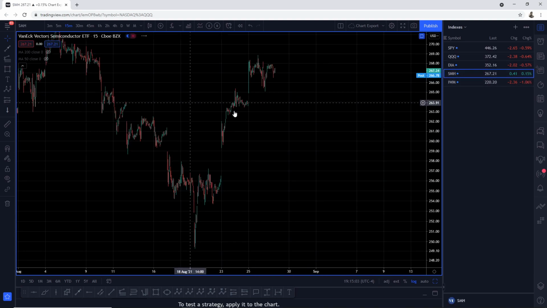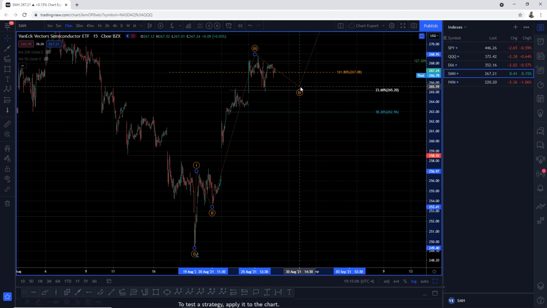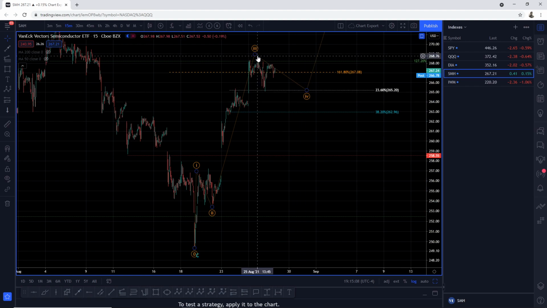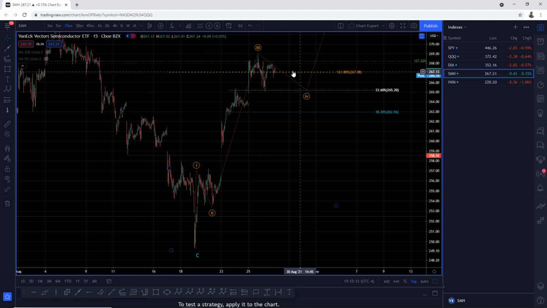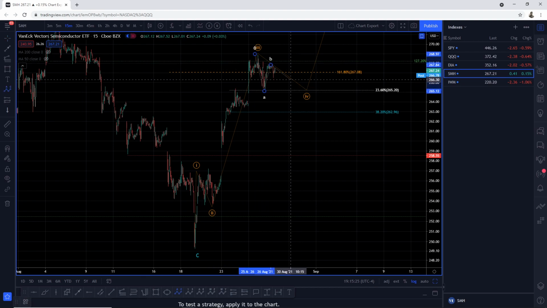Over to the SMH. The SMH is doing the same thing. Now we hit our target at the wave 3, which is over the 618, the 1618, and now we're looking to form a complex correction, right? Because this is not actually, this is A, B, probably down in C. So let's take a look. Down in A, up in B, down in C.